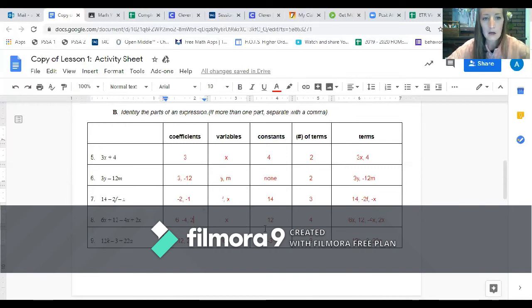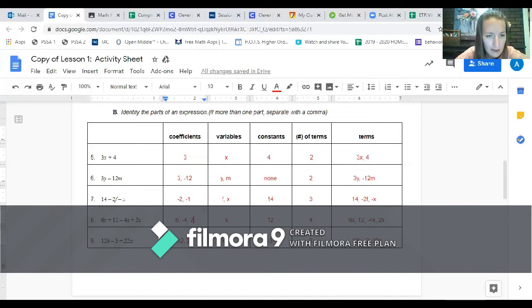Okay, our constants, we have 12, and the number of terms: 6x, 12, -4x, and -2x. Okay, oh, is that a plus sign? Oh, that is. Wow, guys, I need to find my glasses. So that is a +2, so that's a +2 coefficient.